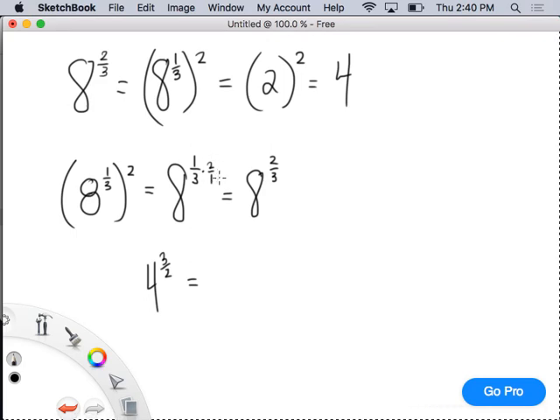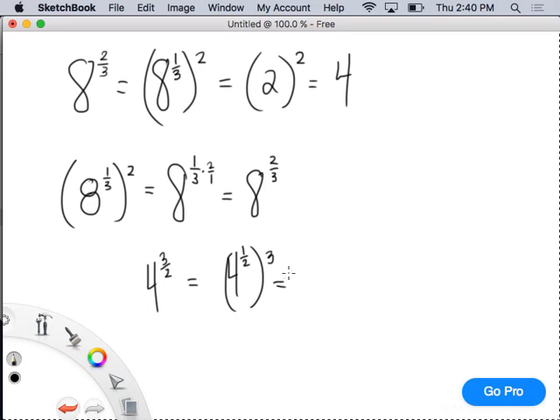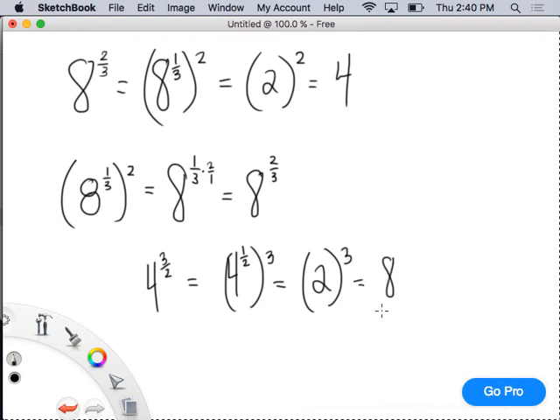Okay, let's split it up. On the inside, it would be 1 over 2. Outside, it would be 3. 4 to the 1/2 is same thing as square root. Square root of 4 is 2. 4 to the 1/2 is 2. 2 to the third is 8. Bam. Got my answer. You see that?